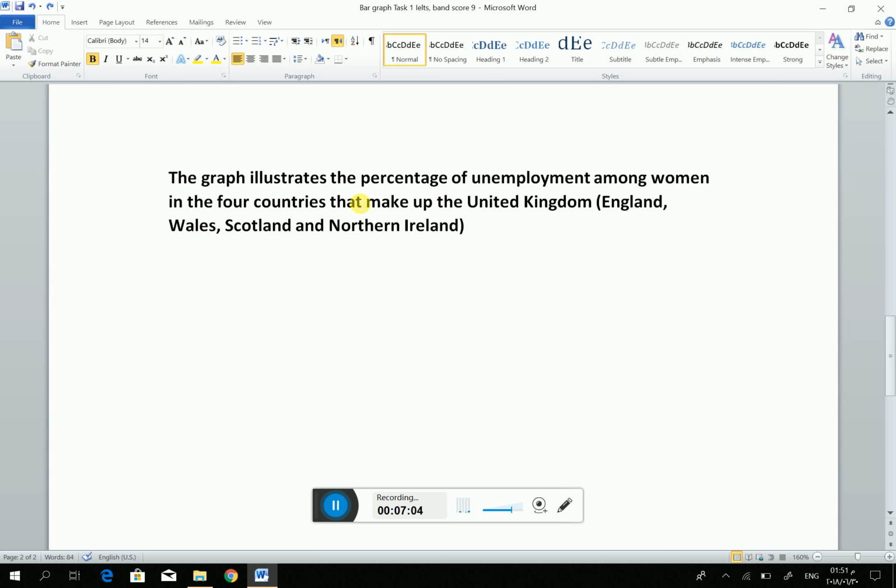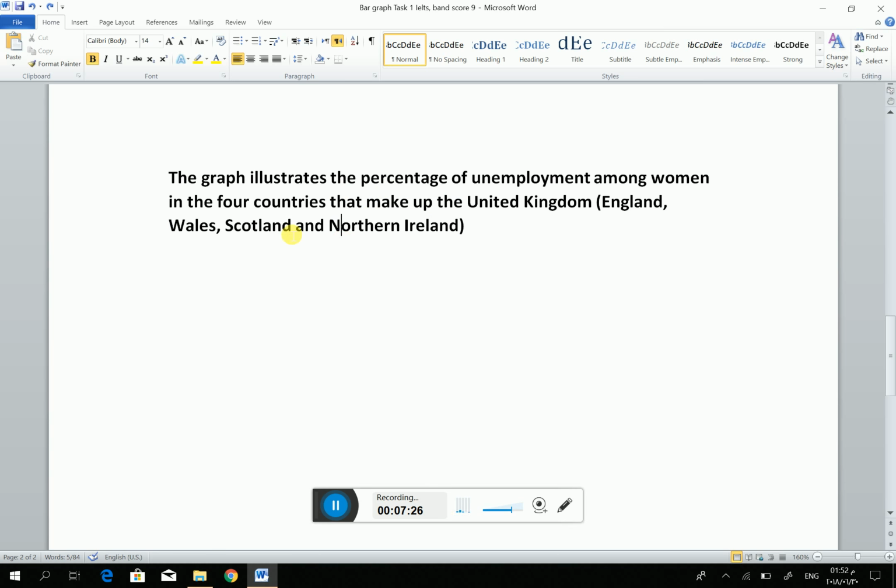The graph illustrates the percentage of unemployment among women, instead of female, in the four countries that make up the United Kingdom. Between brackets you can add some data: England, Wales, Scotland, and Northern Ireland. But don't forget to mention time also.